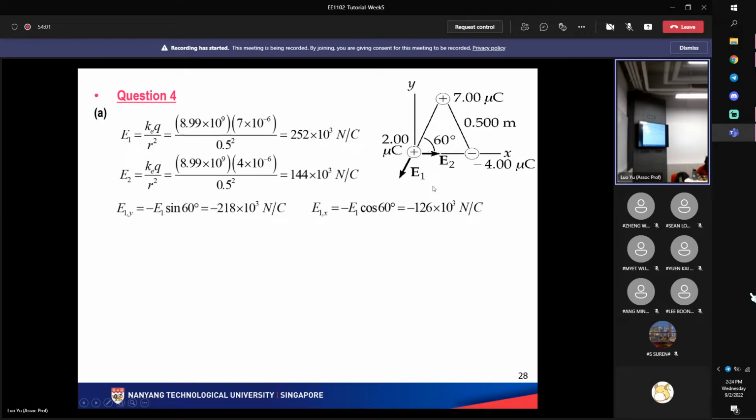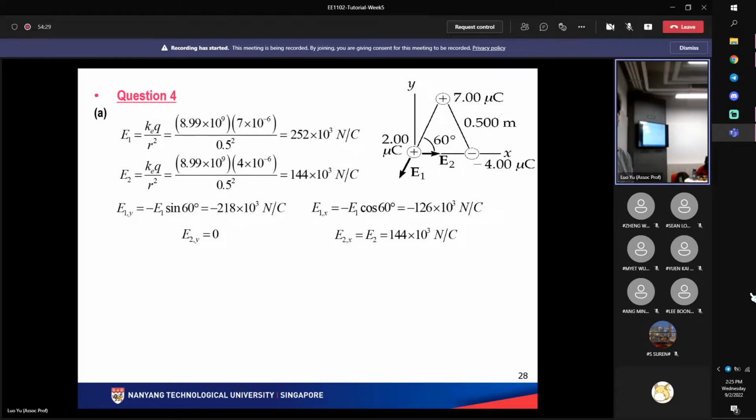So how about E2? The Y component is how much for E2? Yes, very good, because it's completely in the X direction. So E2Y should be 0, while E2X is exactly the same as E2, equal to this. Okay, so these are the most important parts for us to do the decomposition to get the total field.